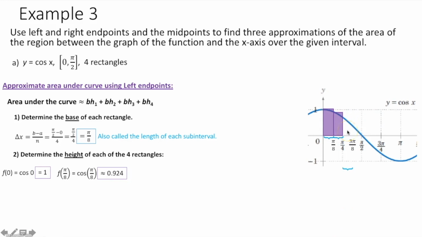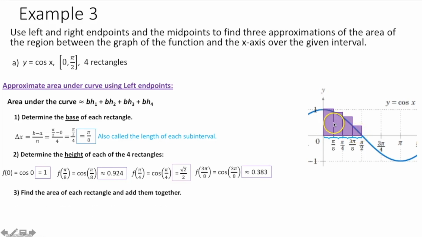Height of my third rectangle is based on my left endpoint of this subinterval, which is pi over 4. So I plug in pi over 4 to cosine, I end up getting radical 2 over 2. That's going to be the height of my third rectangle. And the height of my fourth rectangle, since my subinterval goes from 3 pi over 8 to pi over 2, I plug in my left endpoint, which is 3 pi over 8, to the function. I end up getting approximately 0.383. That's going to be the height of my fourth rectangle.